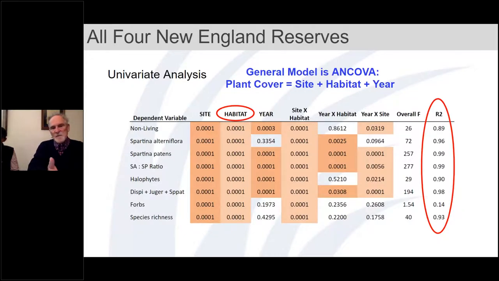And we can use dependent variables in univariate analysis. We can have dependent variables of species like Alterniflora, patens. We could make a ratio of species. We could include perhaps all the narrow leaf grasses like the Distichlis, Juncus, and patens and create a new variable out of that, or species richness. So we have a lot of flexibility with these univariate analyses. Okay, so that's the univariate analyses. Let's jump to multivariate analysis for the last few minutes.